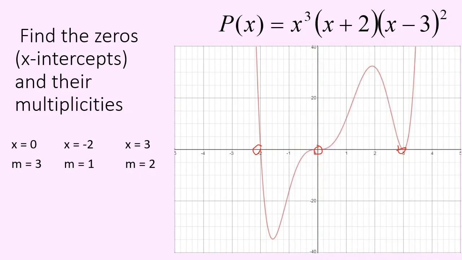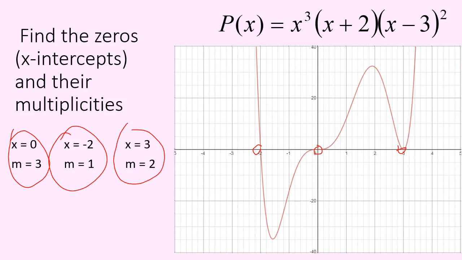Here you can see it's going straight through at -2 because it has a multiplicity of 1. It has that curvature at 0, looks like an x cubed graph at that 0. And here we can see that it looks like a quadratic function at that 0. So that's how multiplicities affect the graph.